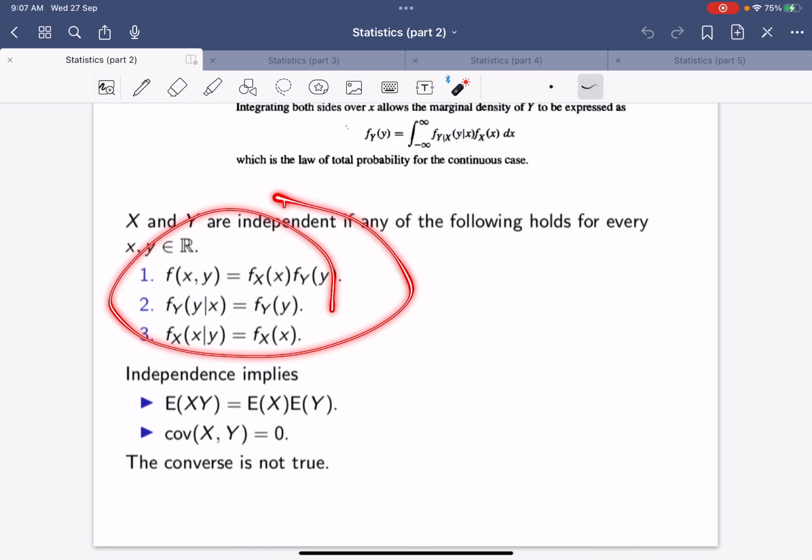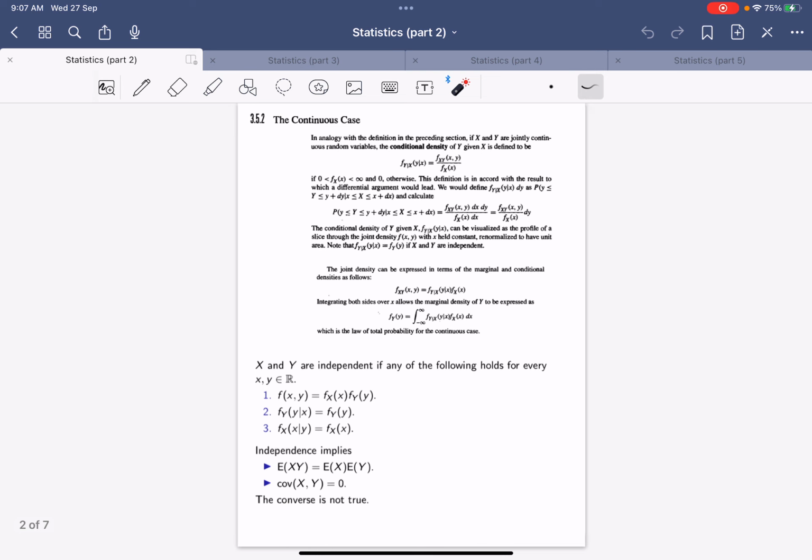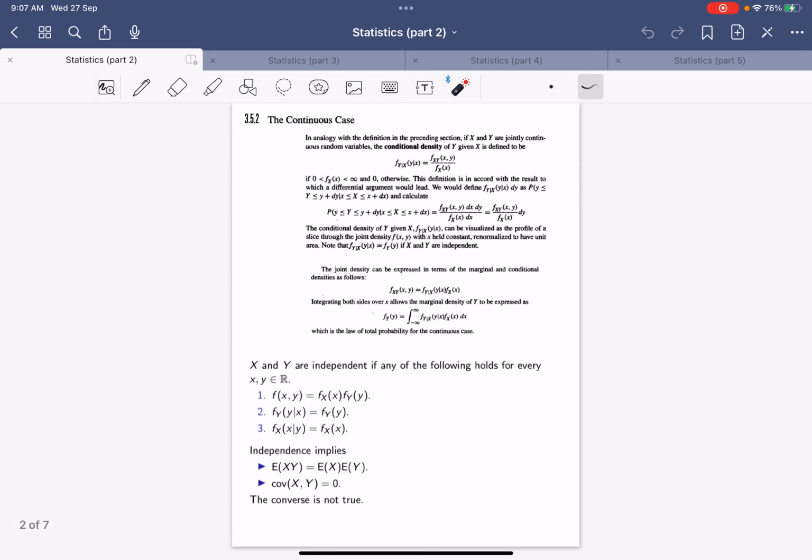And this independence would then imply that E[XY] equals E[X] times E[Y], which means the covariance equals 0. However, it is possible that the covariance equals 0 but they are not independent. You can look into the textbook to see when this happens. They provide a case in an example.